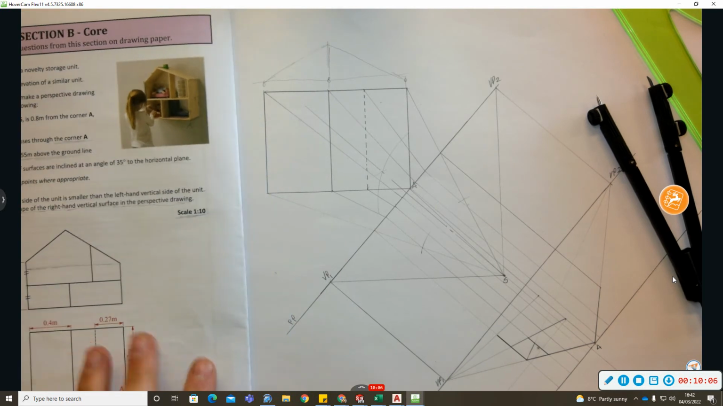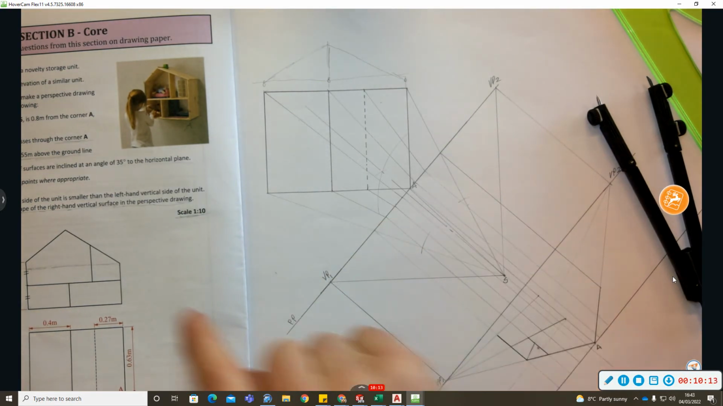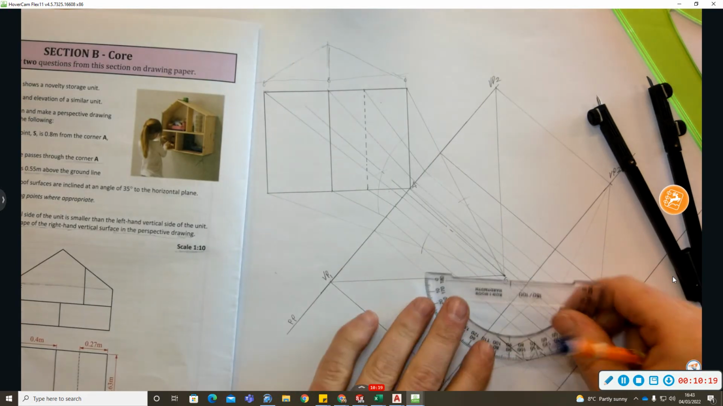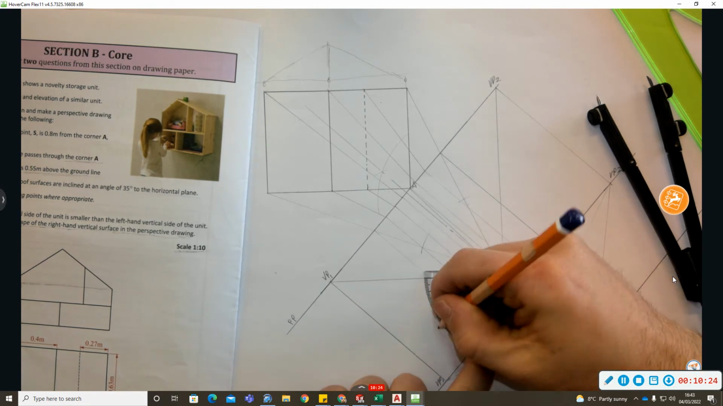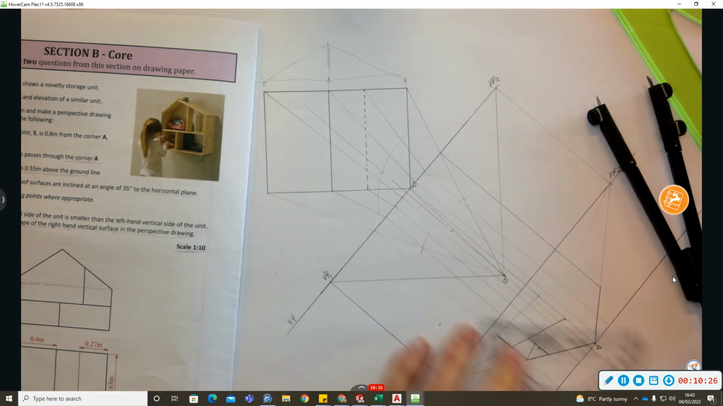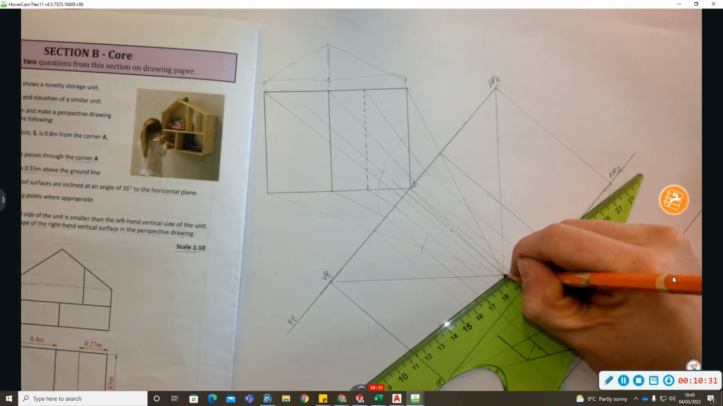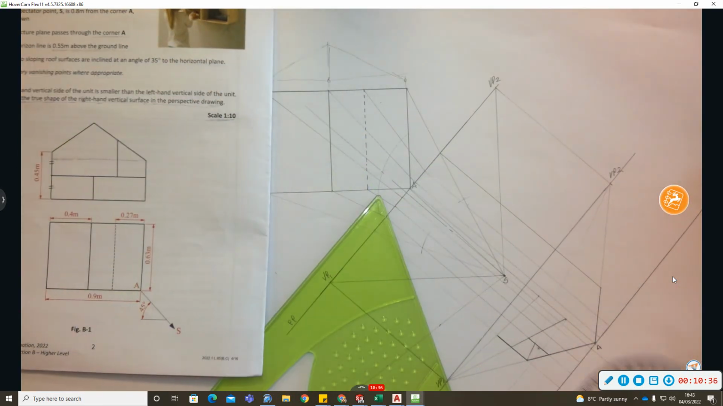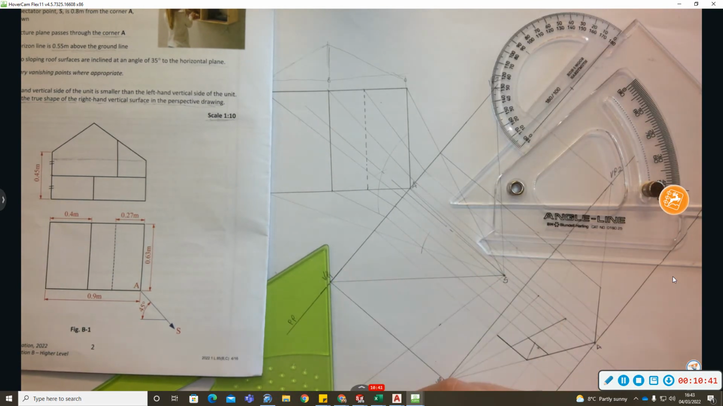Now you've got to think, where are these sloping lines in plan? They're there and there. What vanishing point do they use? VP1. What angle do they make to the horizontal plane? 35 degrees. So I'm going to put my protractor here and mark in 35 degrees. I marked in 35 degrees and I'm going to draw a line through S. There. And then from VP1 I have to go perpendicular to the line VP1S.